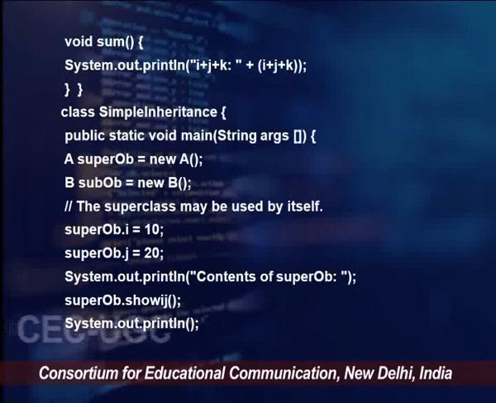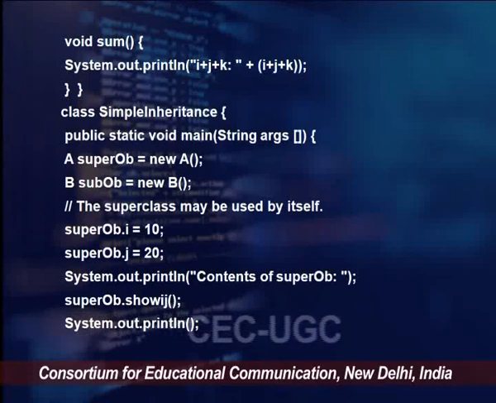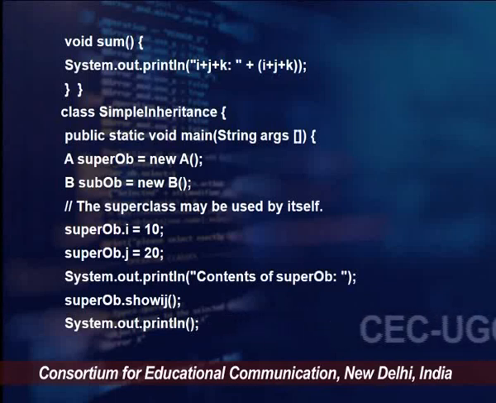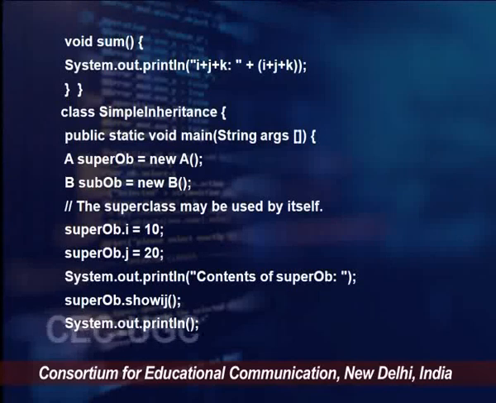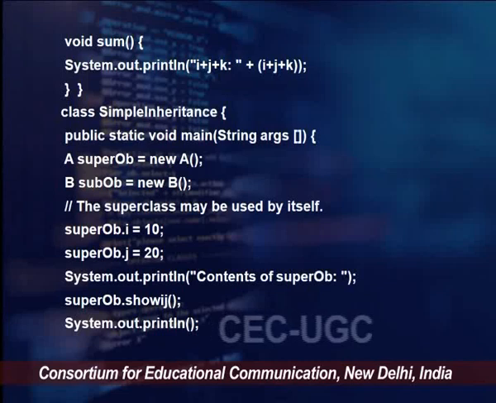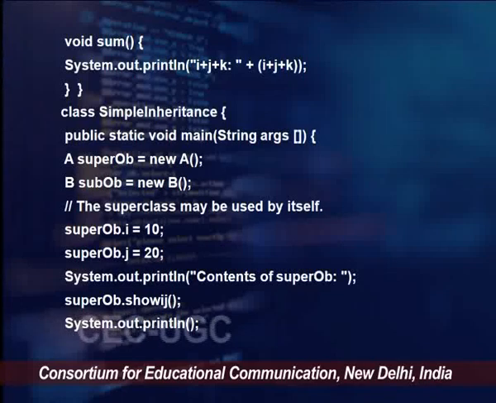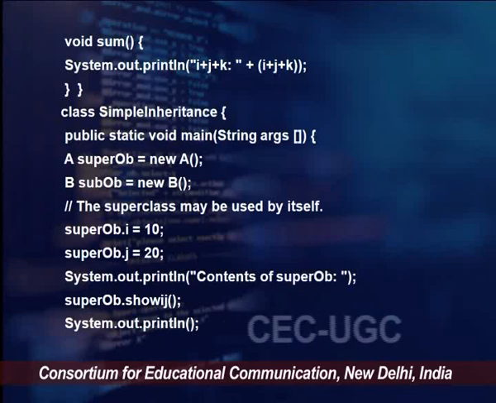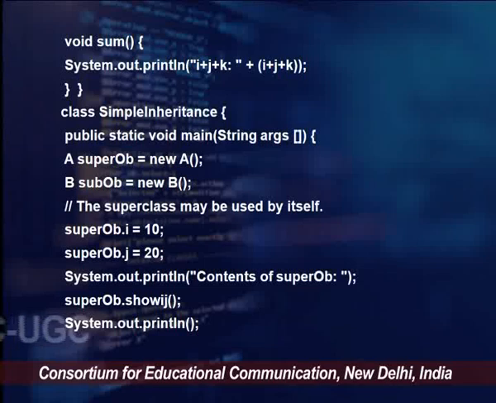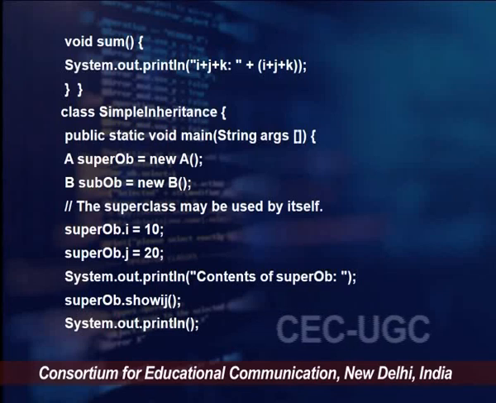Then we have B sub OB is equals to new B, followed by parentheses, which is actually going to get converted into a call to the constructor. So super OB dot I is equals to 10 and super OB dot J is equals to 20. That means through the object of the class A, we are going to assign the values to the variables I and J.